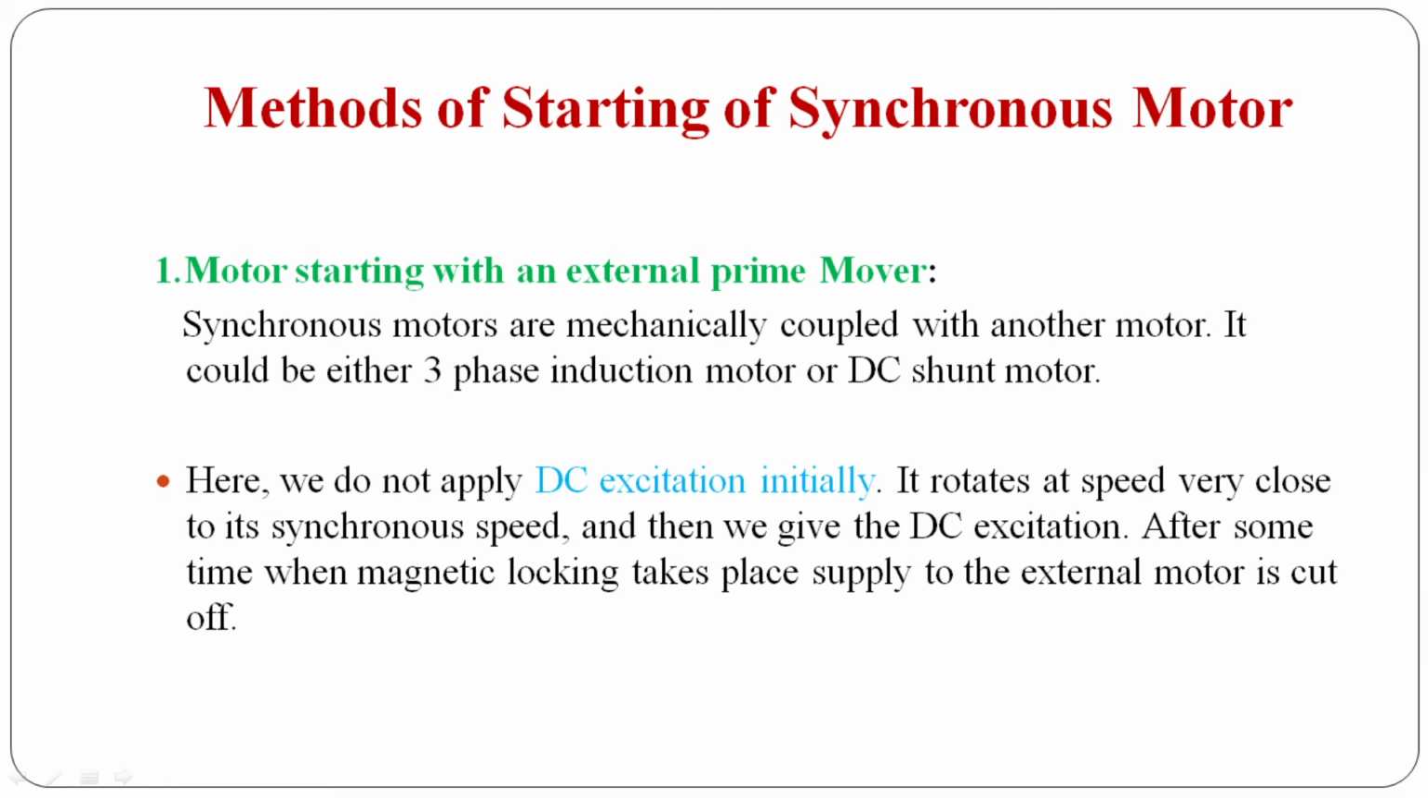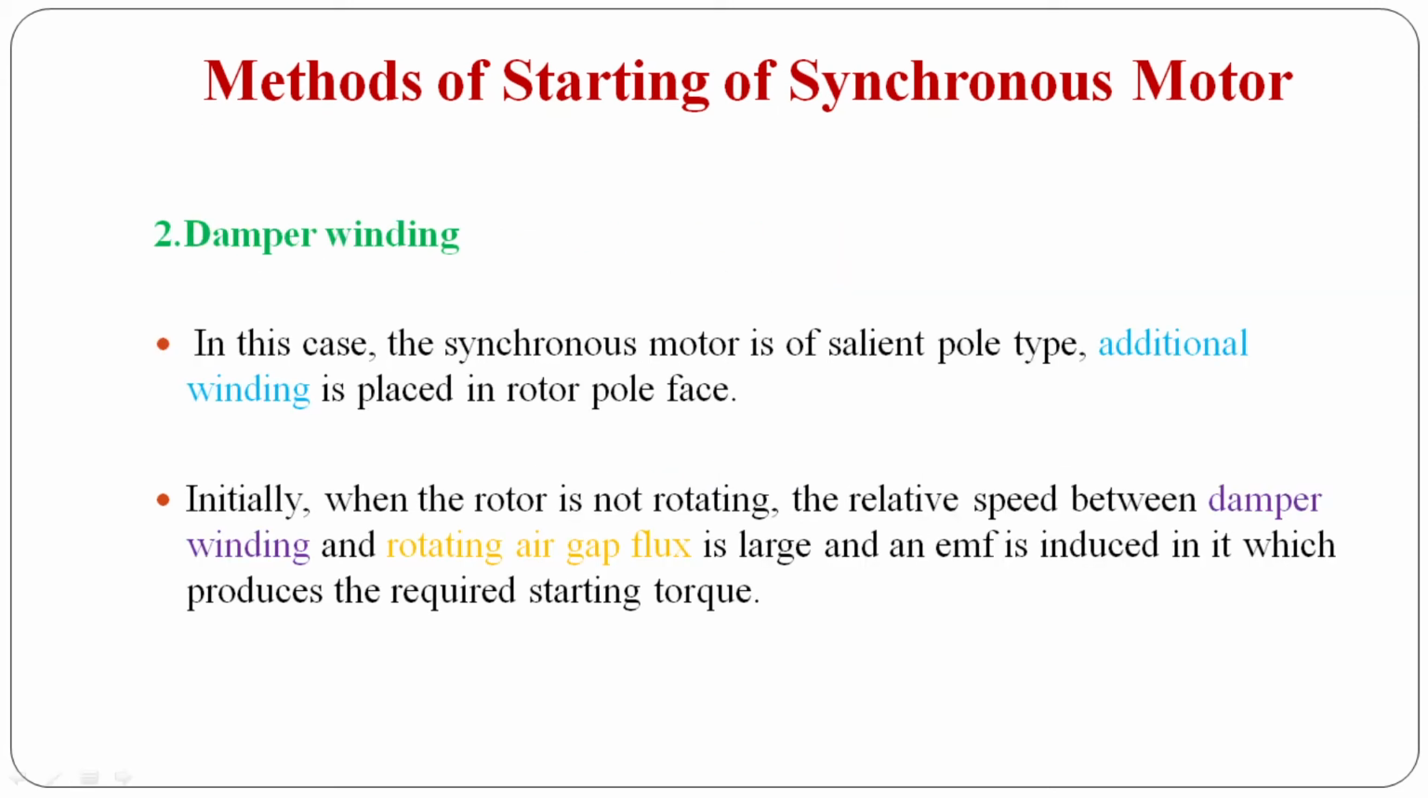Synchronous motors are mechanically coupled with another motor, which could be either a three-phase induction motor or a DC shunt motor. We are not applying DC excitation initially to the rotor. A three-phase AC supply is given to the stator and a DC supply is given to the rotor, but initially we give only the AC. It rotates at a speed very close to synchronous speed, and then we give the DC excitation. After some time, when magnetic locking takes place, the supply to the external motor is cut off.